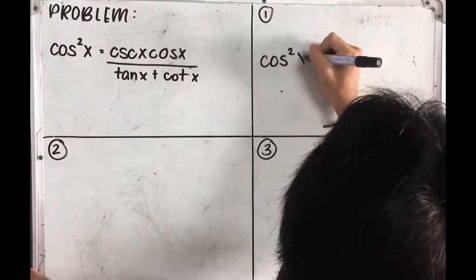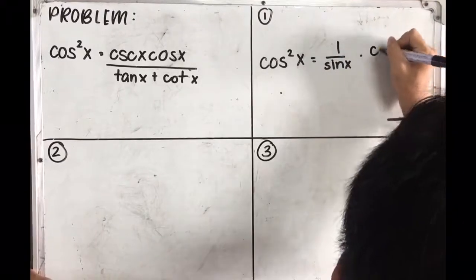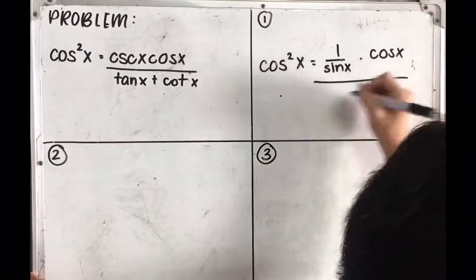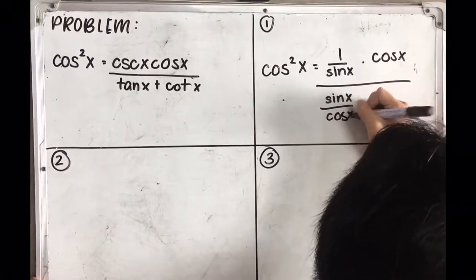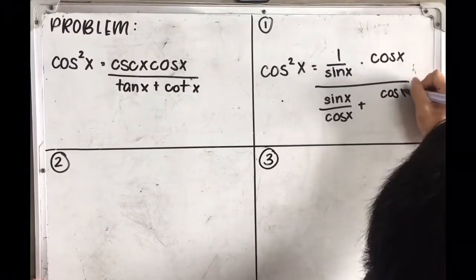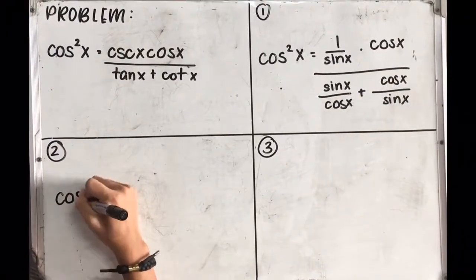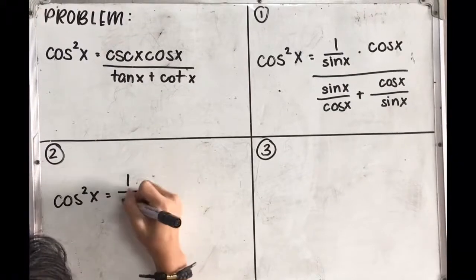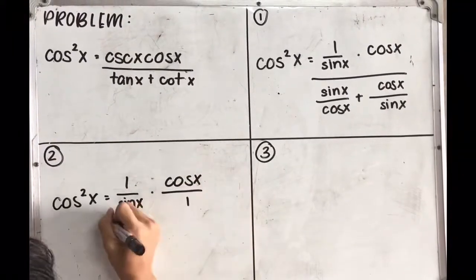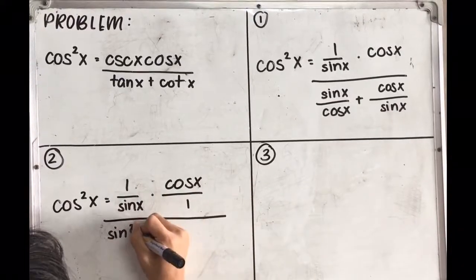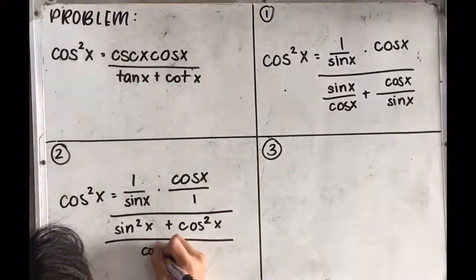For our solution, cosine squared x equals the value of cosecant, which is 1 over sine x, multiplied by cosine x, all over the value of tangent, sine x over cosine x, plus the value of cotangent, cosine x over sine x. From our solution 1, we can now combine the denominator and we will have 1 over sine x times cosine x all over sine squared x plus cosine squared x all over cosine x and sine x.